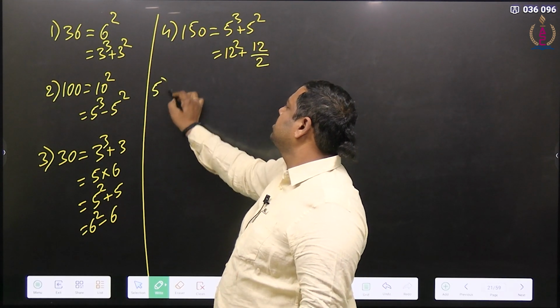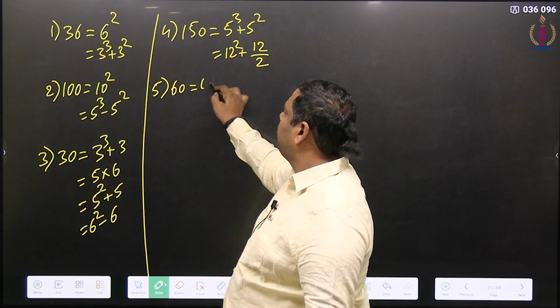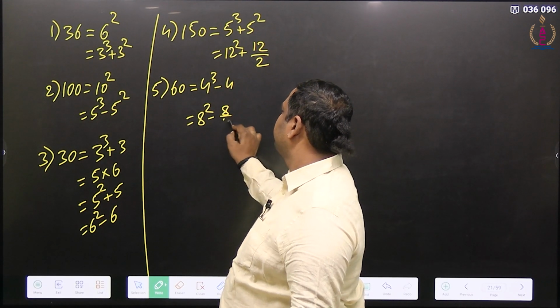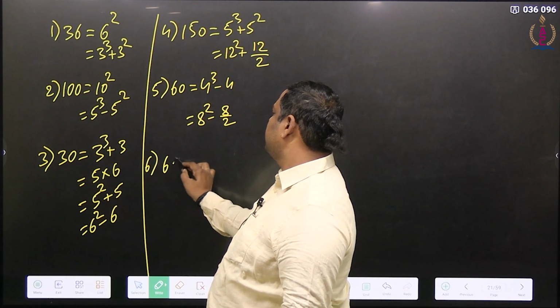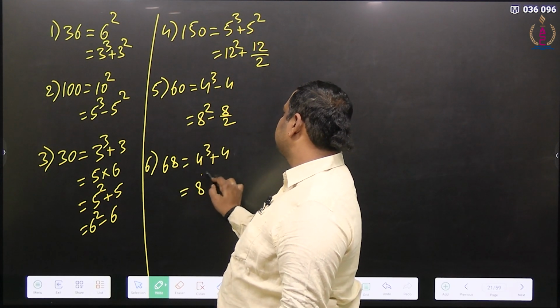So by seeing the number 60, what's the idea you will get? Means you will say nothing. Now you will get 4 cube minus 4 and 8 square minus 8 by 2. By seeing the number 68, the idea you will get is 4 cube plus 4 and 8 square plus 8 by 2.